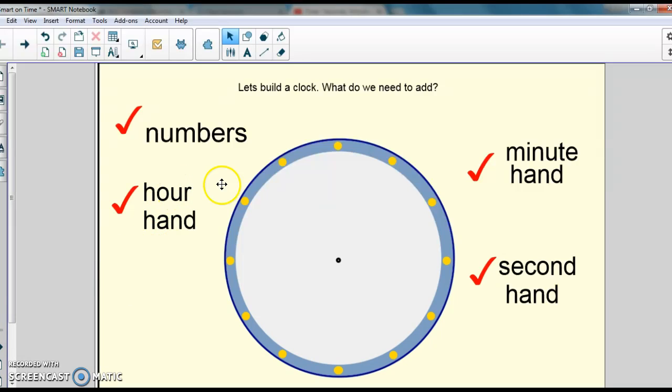But before we do that, let's build a clock. What do we need to add? We need numbers, an hour hand, a minute hand, and a second hand. Let's look at one that's already built.